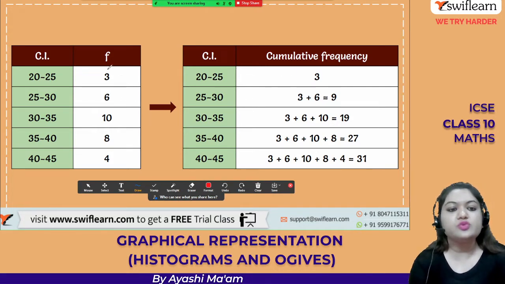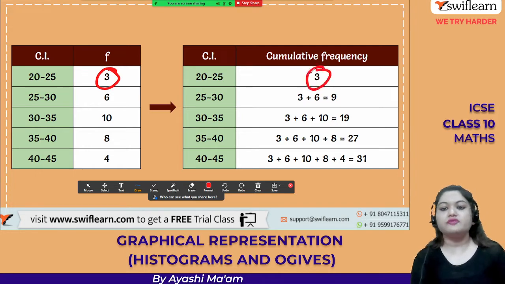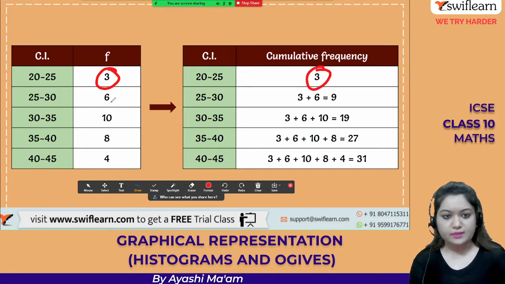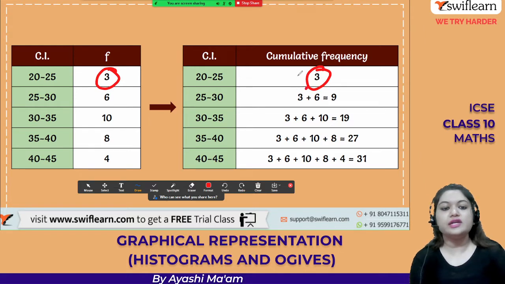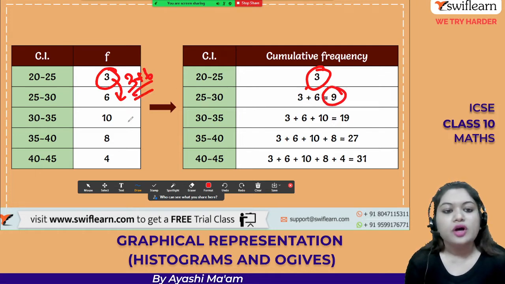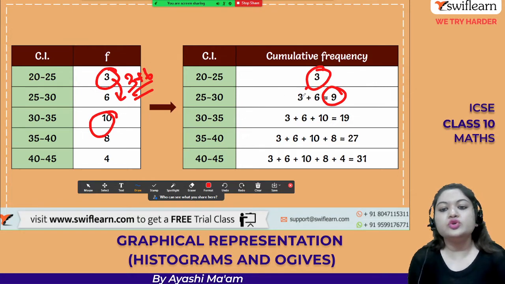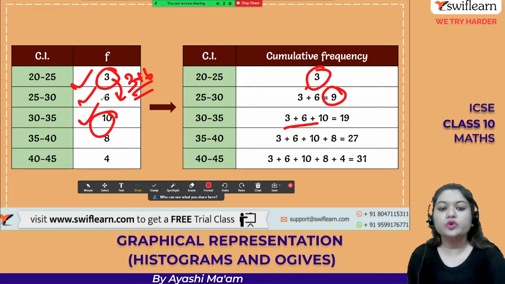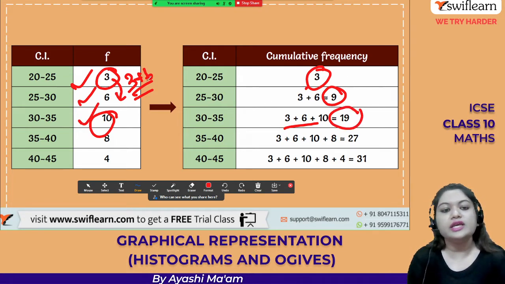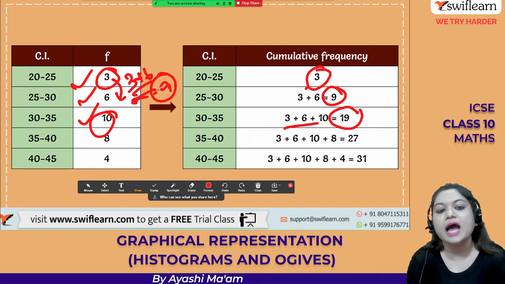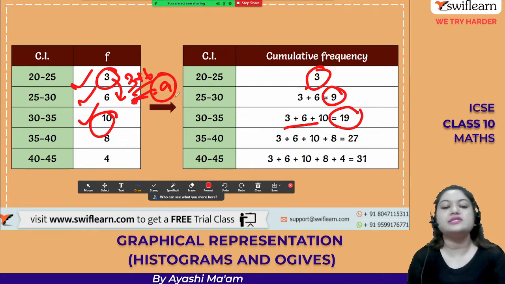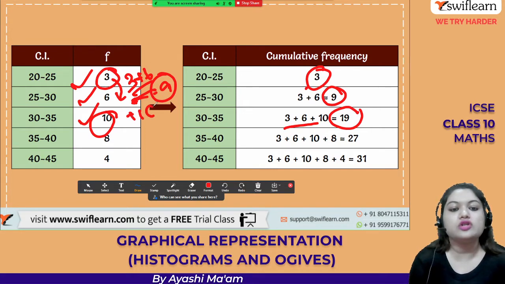Just look here. For the first class interval it is 3. For the second class interval, whatever is your previous one, that means this 3 plus 6, and that's how we are getting 9. Now for the third class interval, you can either do 3 plus 6 plus 10, which is going to give you 19, or since we know that the cumulative frequency was 9 up to this, you can do 9 plus 10, 19. We are taking this 10 from here.